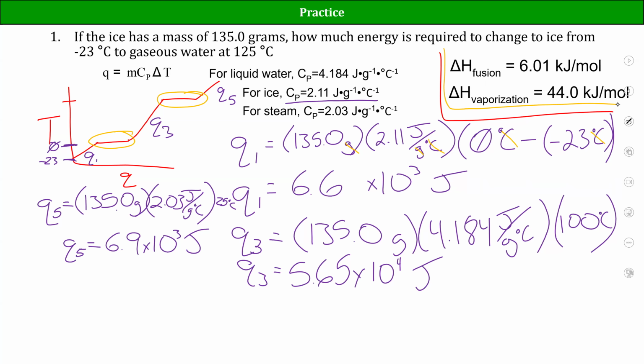Okay, how are we feeling about this first part? Good if I clear the board? I don't see anybody actively writing, so I think we're good.